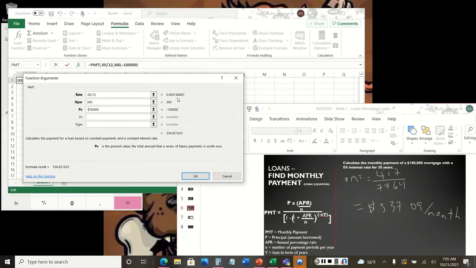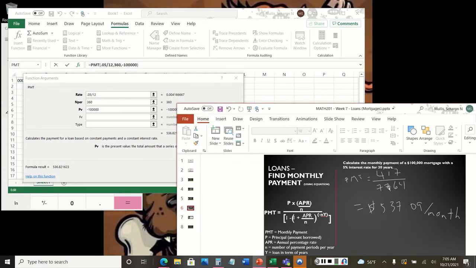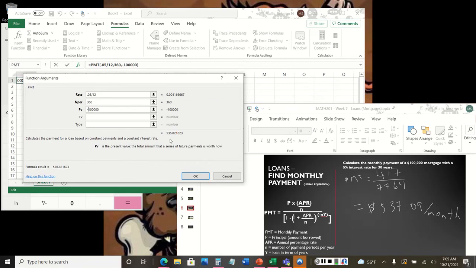So the reason why it's a little bit off from what we got of $537 is because I didn't use this long number. I just rounded it at 0.00417. So if I was to use 0.004166667 in this equation that I did on the previous slide, I would come up with the same thing, but we have a ballpark. We're only off by 27 cents, so we have a ballpark.